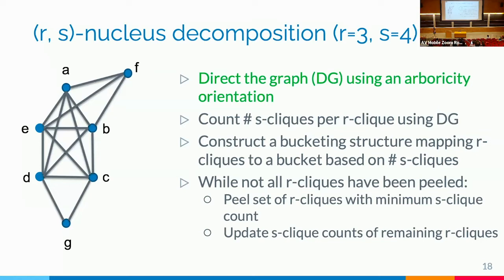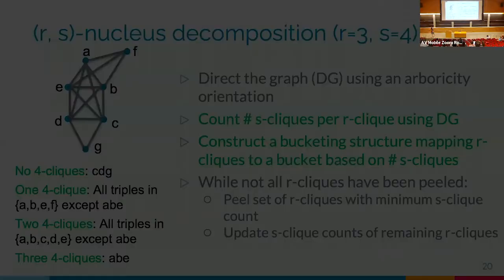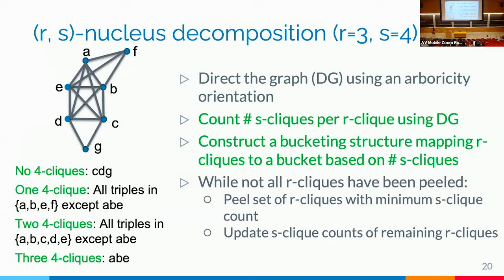The first thing we do is direct the graph to obtain an arboricity orientation. You'll have to take my word for it that this is an arboricity orientation. Then we use a clique counting algorithm to count the number of 4-cliques per 3-clique, or triangle, using this directed graph. And we'll store these counts in a bucketing structure.